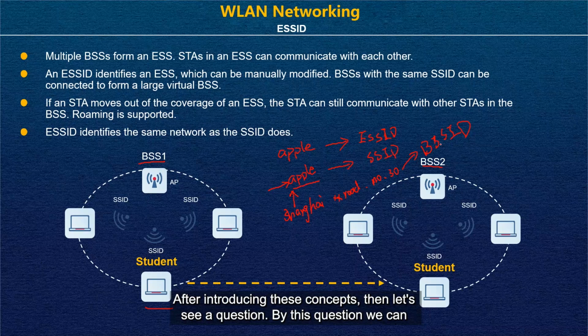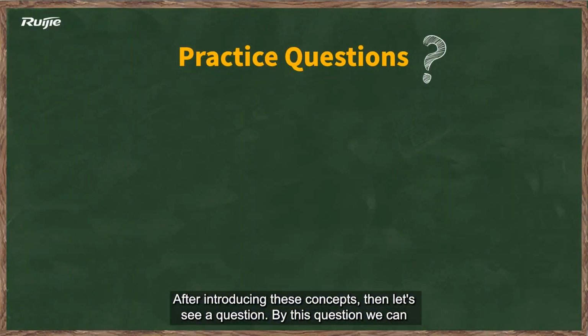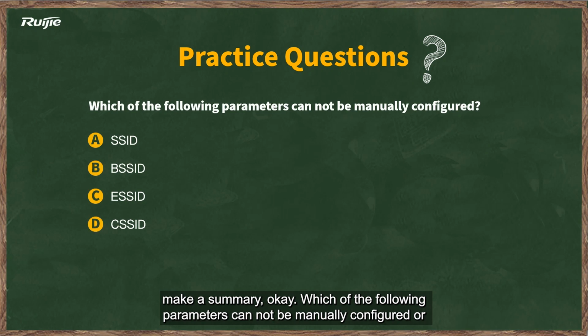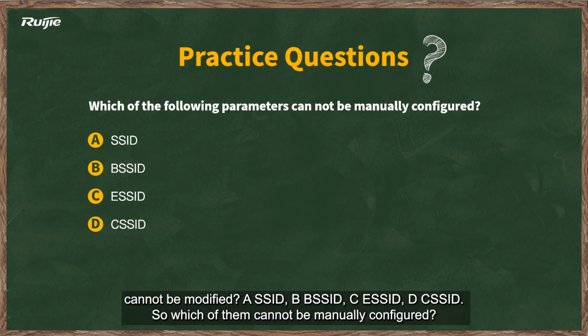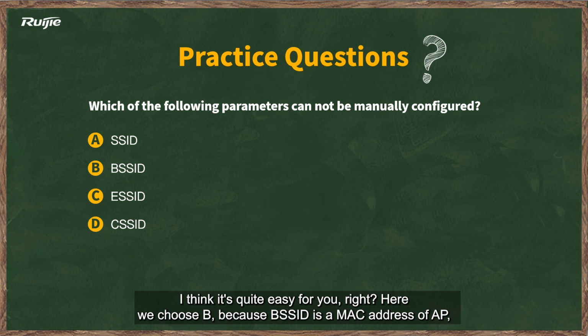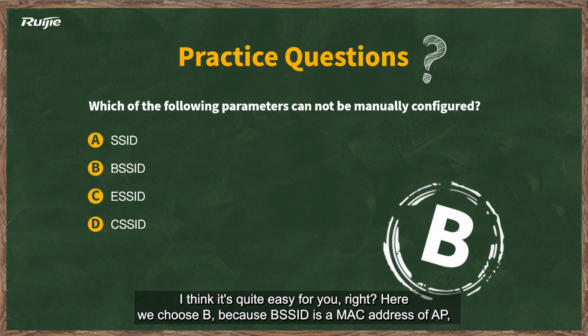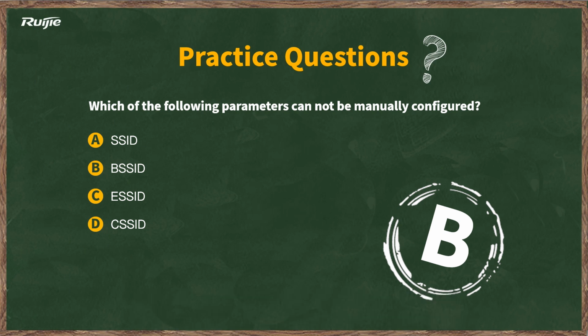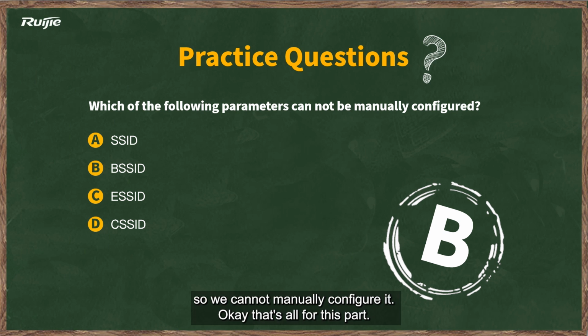After introducing these concepts, let's see a question. By using this question, we can make a summary. Which of the following parameters cannot be manually configured or modified? A. SSID, B. BSSID, C. ESSID, D. CSSID. I think it's quite easy for you, right? Here we choose B, because the BSSID is the MAC address of the AP, so we cannot manually configure it. Okay, that's all for this part.